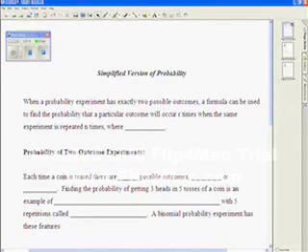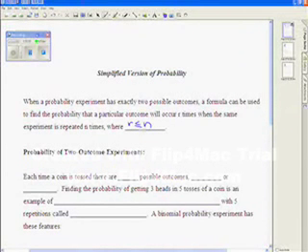So we're talking about probability. When a probability experiment has exactly two possible outcomes, a formula can be used to find the probability that that particular outcome will occur r times when the same experiment is repeated. This piece here, just r, is always going to be less than or equal to n, because you're not going to do something more times than you're actually going to repeat it.